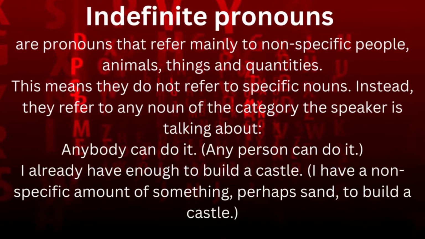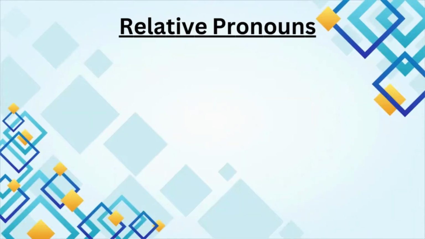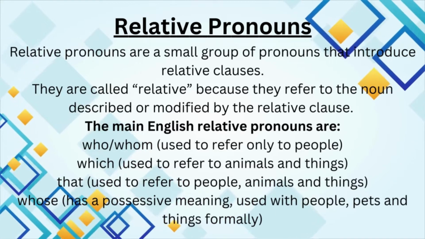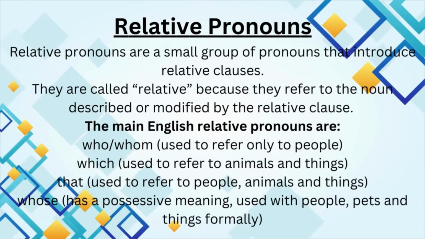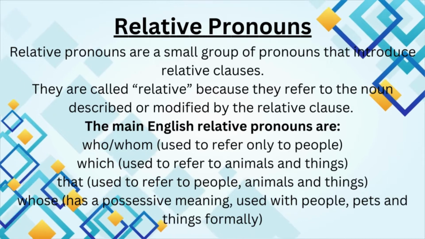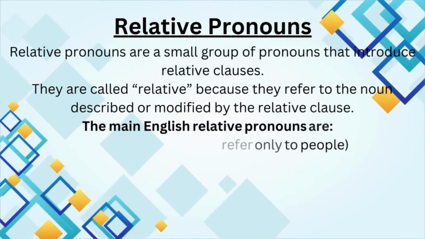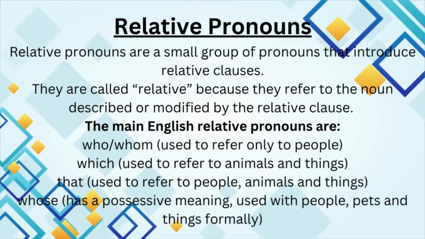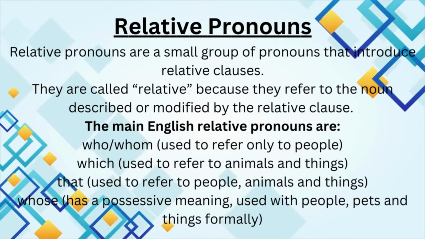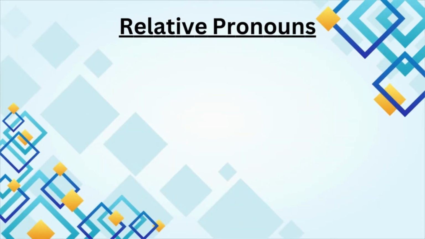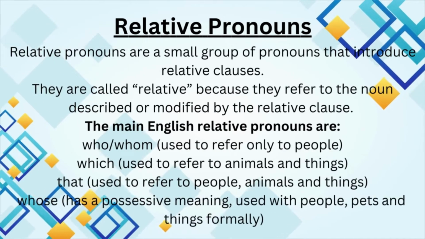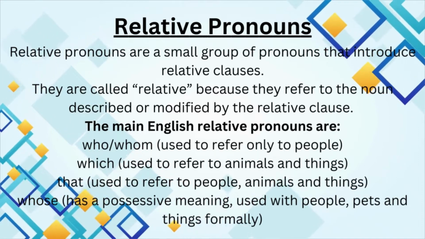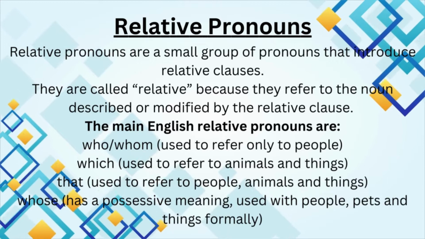Number 5 pronoun type is relative pronoun. Now, what is a relative pronoun? Relative pronouns are a small group of pronouns that introduce relative clauses. They are called relative because they refer to the noun described or modified by the relative clause. A basic way to tell if a sentence has a relative clause is to remove it. If the sentence still makes sense without it, that means it is a relative clause.